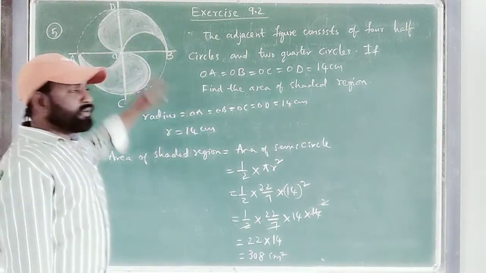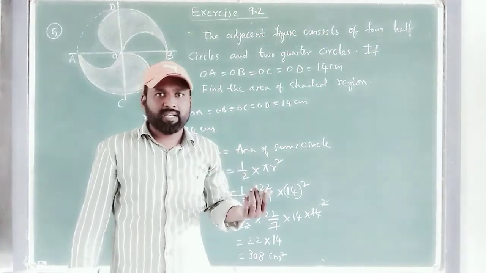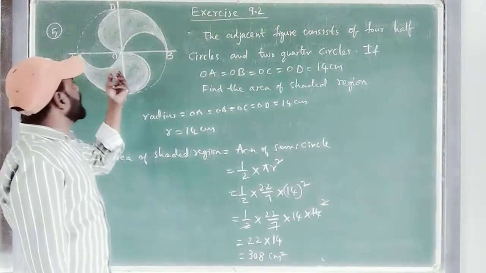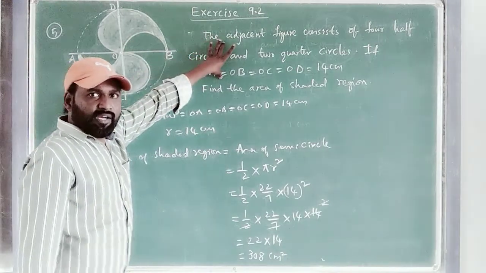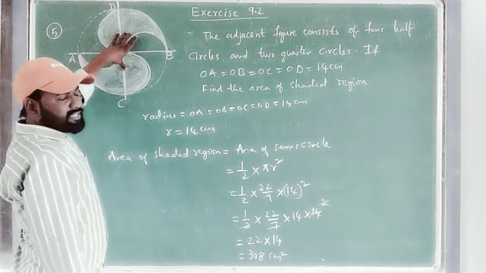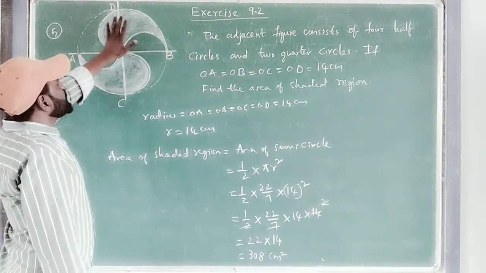That's all. Don't get confused by reading the question. 4 quarter circles, 2 semicircles, half circles, this all doesn't matter. Just look at the figure. This total description is only the description of this figure. Imagine the figure. That's all. Observe the figure closely. What is the shaded portion?